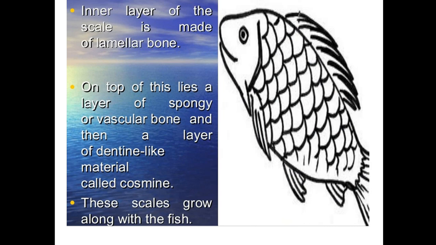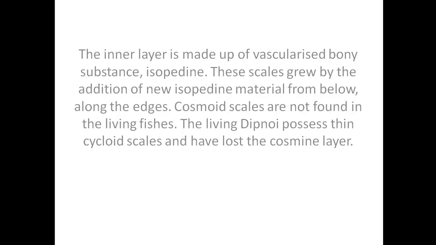These scales grow along with the fish. If the number of scales is fixed, as the fish grows, the scales also grow. Mainly the inner layer has vascularized bony substance, that is called isopedine. I have told you, the vascularized bony material is known as isopedine. These scales grow by addition of new isopedine material that is added by the dermis along the edges.